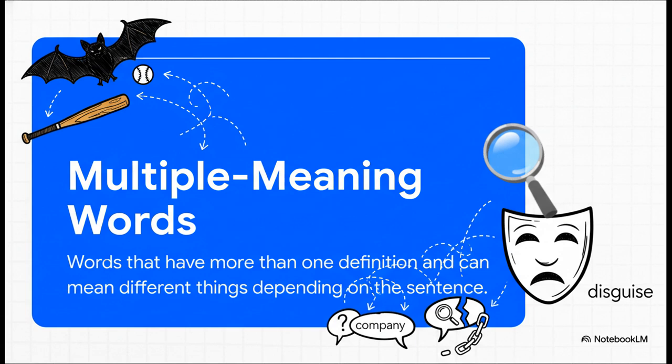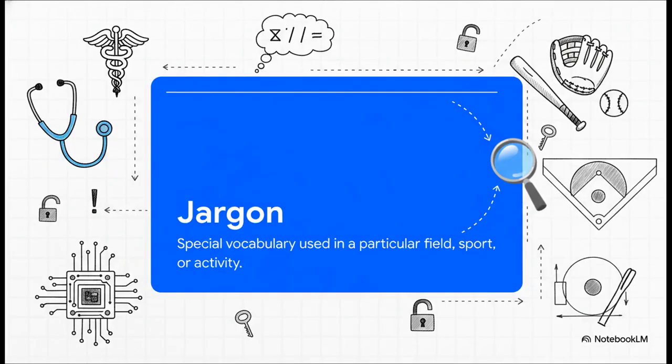The only way to figure out which one you're dealing with is to look at the words they're hanging out with. And our second suspect is jargon. You can think of jargon as a secret code. Doctors have one, programmers have one. Even baseball players have their own special lingo. These words might seem totally confusing at first, but once you realize you're just dealing with a secret code, it's actually a lot easier to crack.